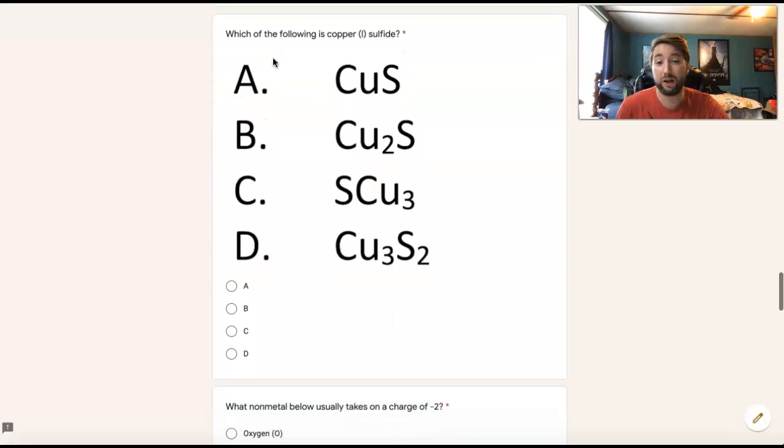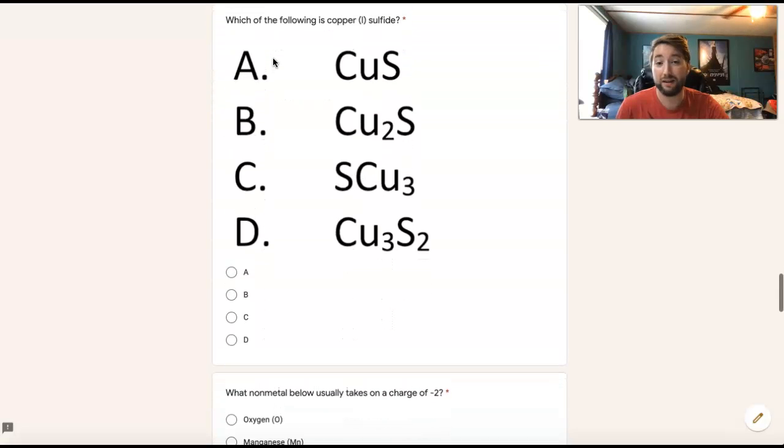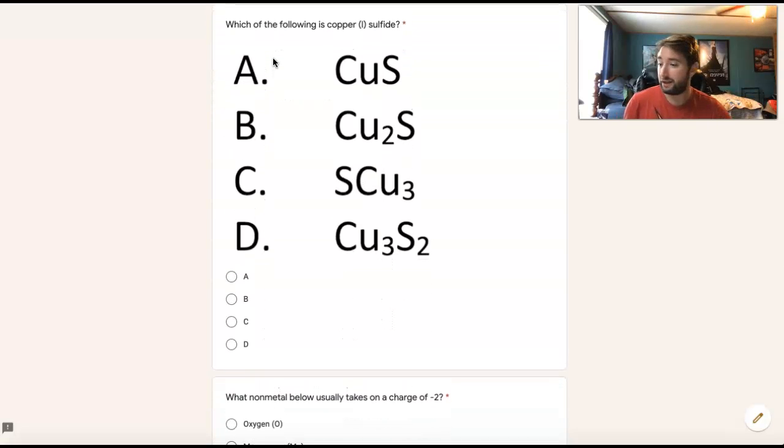All right, which of the following is copper 1 sulfide? All right, so copper 1 sulfide, let me get another sheet of paper, or I'll get an index card, that might be easier to see. All right, so the first thing we want to do is write down the symbol for copper, which is going to be Cu, looking up on your periodic table. All right, and this 1 after it, that's going to tell you the charge of copper. So that's going to be +1, all right?